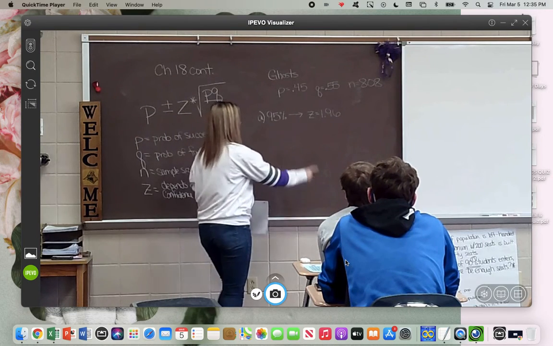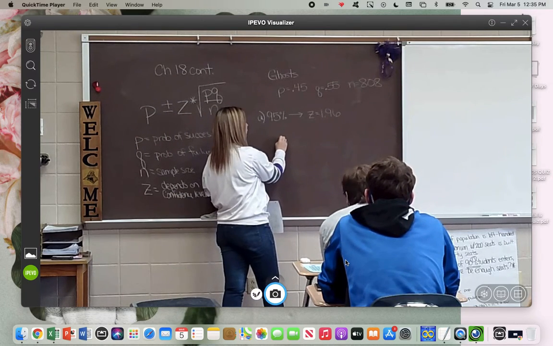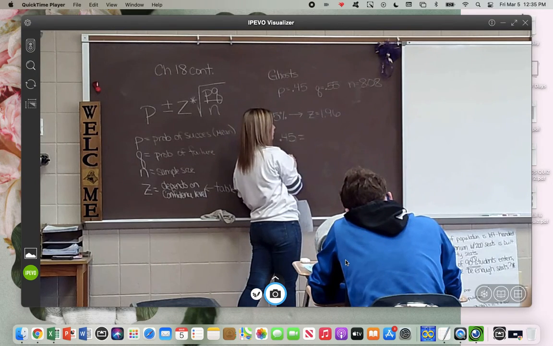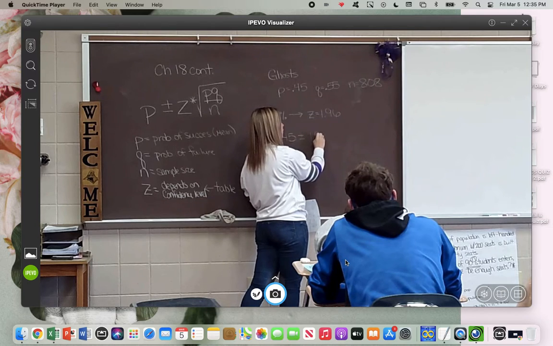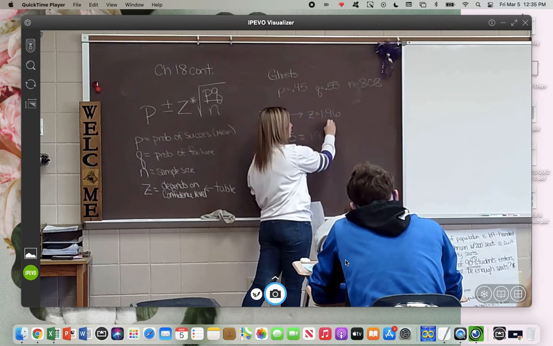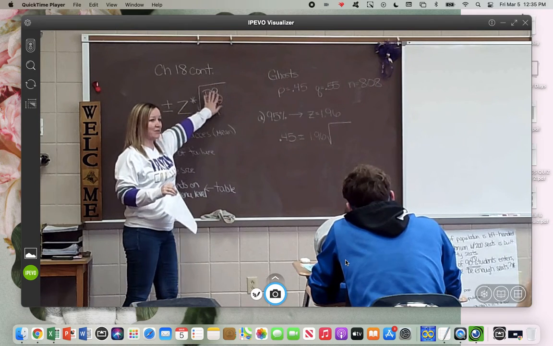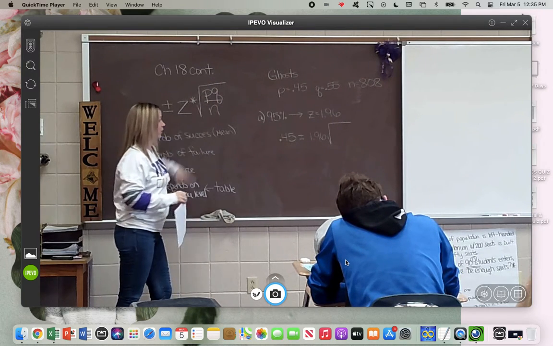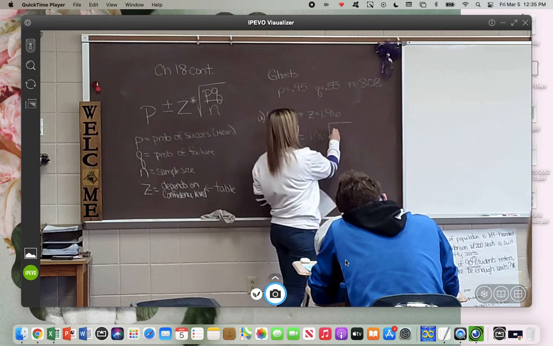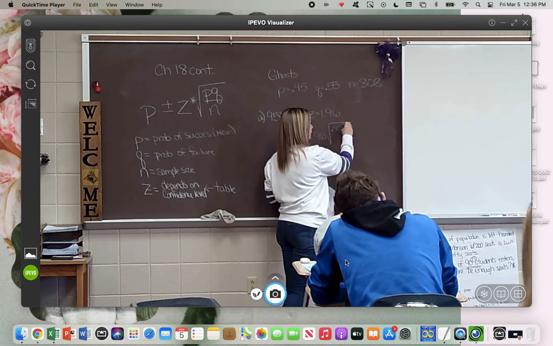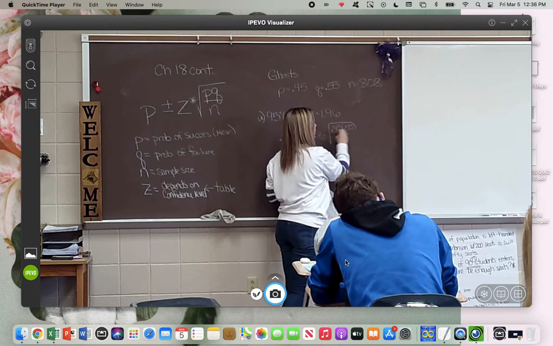So let's plug it in. We know P is 0.45 plus or minus our Z value, 1.96. And then inside the square root, remember this is the standard deviation, we've done this before, our P times Q goes in the numerator, and our sample size goes in the denominator.